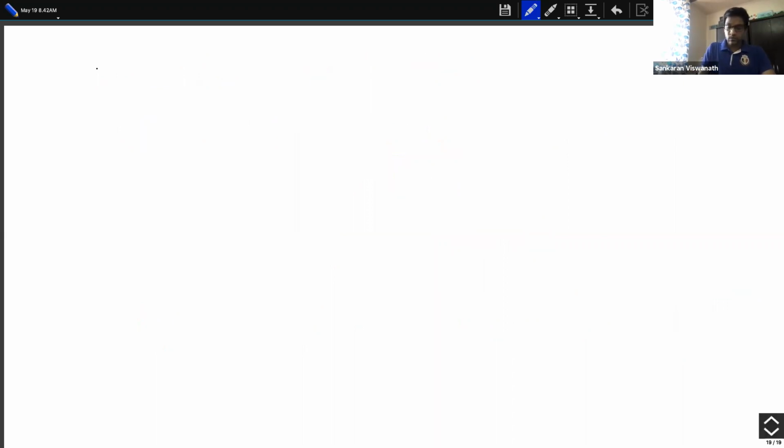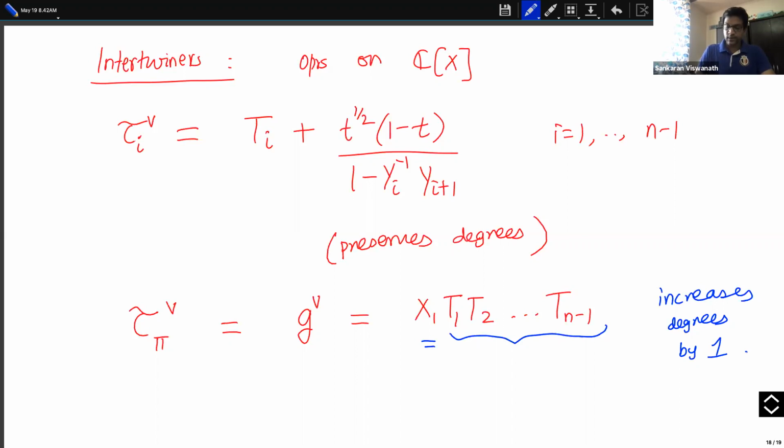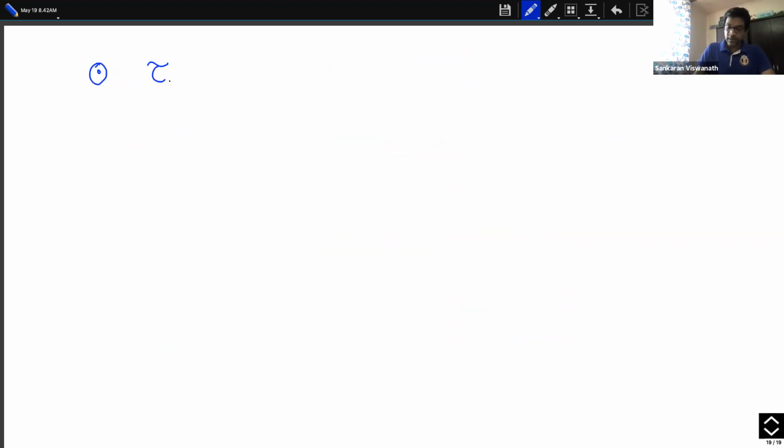Okay, and what Raghavan also pointed out is that not only can you define tau pi check and tau i check, you can define tau w check for any w in the affine Weyl group. So even tau w check makes sense in the affine Weyl group.